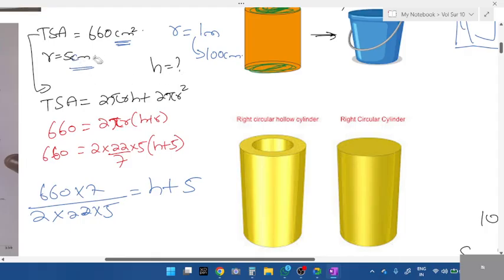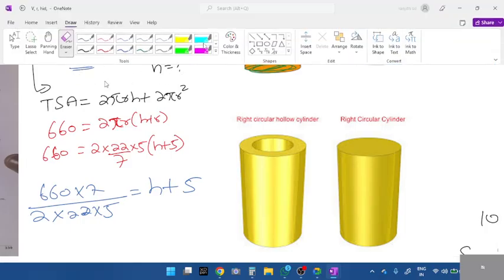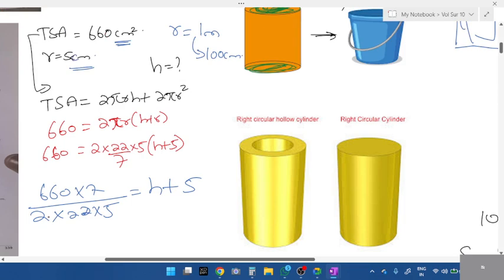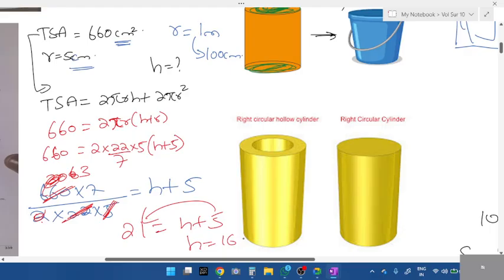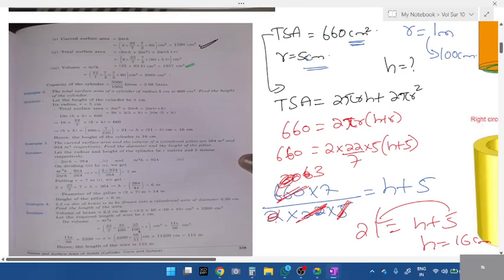If units are not the same, convert them, students. Your units are same now. Now the calculation part. Look, 22 goes 3 times in 66, so 30. 2 5s are 10, or 5 6 times. 2 1s are 2, 3s are. 3 7s are 21, equal to h plus 5. Subtract it. H is equal to 16 centimeter, is the answer. 16 centimeter. Is it clear? All of you understood?